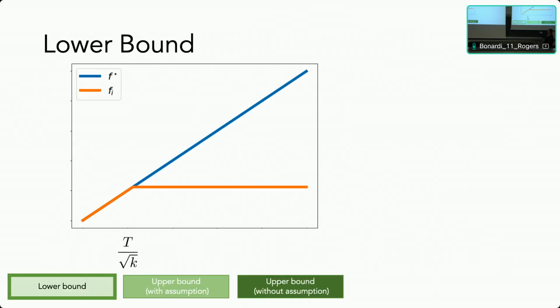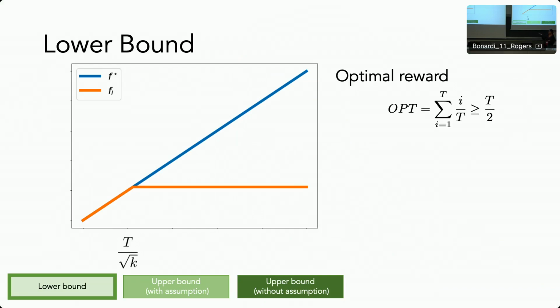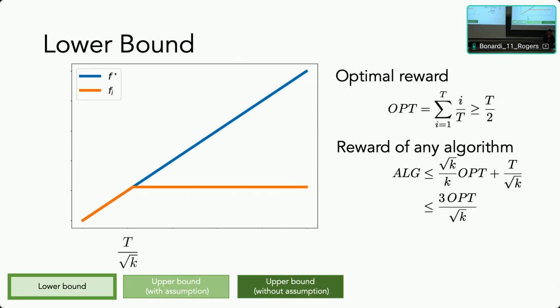Okay, so here's the lower bound instance. In this case, we have one arm, the blue arm, that's increasing for all time. And we have K minus 1 copies of the orange arm, which increases for the first T over square root K time steps and then flattens out. We choose which index gets the blue arm randomly. And it's pretty straightforward to see that the optimal reward is at least T over 2. And the reward of any algorithm is at most 3 times OPT over square root K.